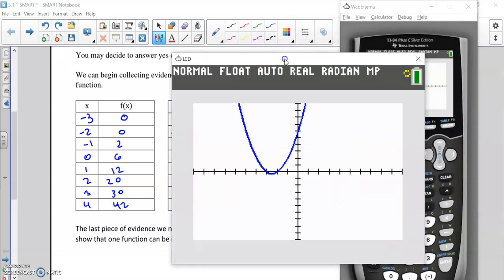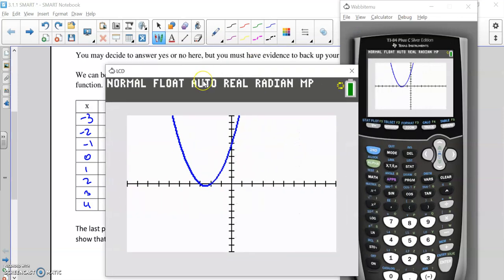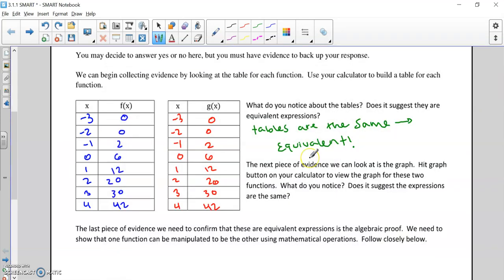All right, here's our first graph. And here is the second one. It's going to show up. Okay, notice how that red graph graphed right on top of that blue one, right? We can tell that both of these graphs overlap perfectly. So they must be the same graph. Okay, we have perfect overlap.